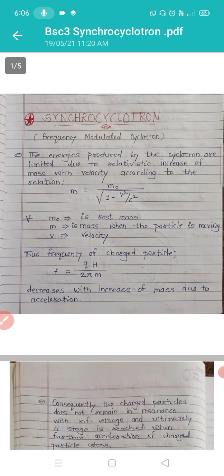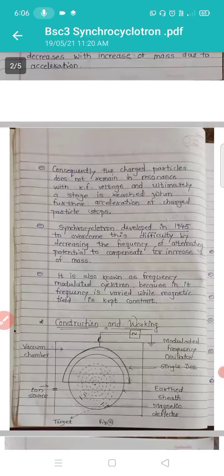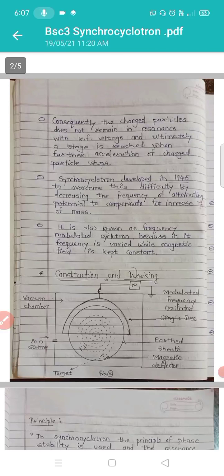A device in which particles like protons, deuterons and alpha particles can be accelerated to high energies by keeping the magnetic field constant and varying the frequency of the electric field is called a frequency modulated cyclotron or synchrocyclotron. We have to learn the construction, working principle, advantages and disadvantages of the synchrocyclotron. First of all, we study the principle, construction and working.